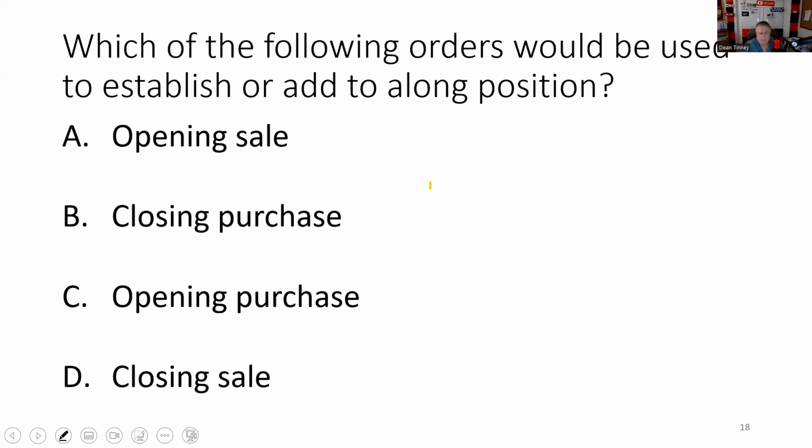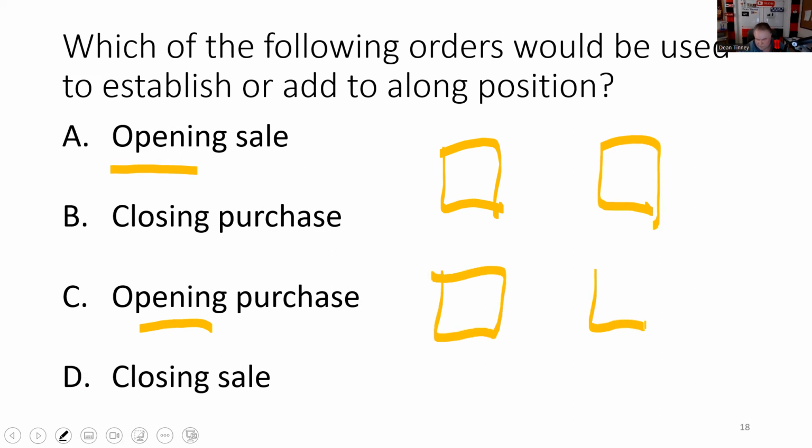Which of the following orders is used to establish or add to? So again, we know we're using an opening. On the order ticket, there's 4 boxes when you get in the industry. You got to tell us, are you a new player or are you an old player? So you're going to check at least 2 boxes. Opening, for example, this is going to be opening. And then it says I'm adding to a long position. So it's going to be an opening purchase is what we use to establish or add to a long position.